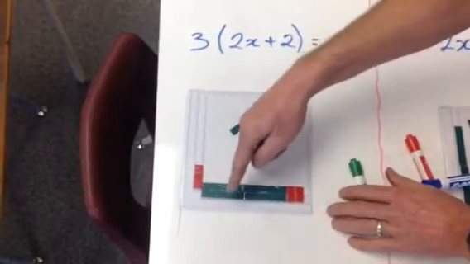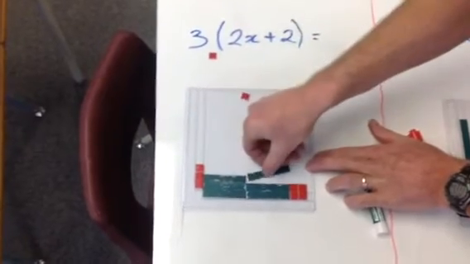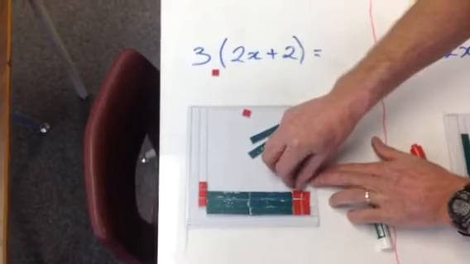there's one group of 2x plus 2. There's two groups of 2x plus 2.